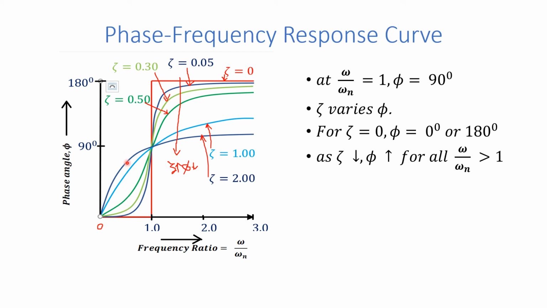Phase difference is more for more damping. As damping ratio is decreasing, phase difference is decreasing. Trend is reverse. We have the plots like this for higher, when decreasing like this, then like this, then like this.